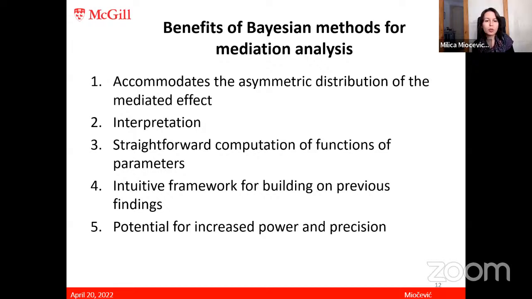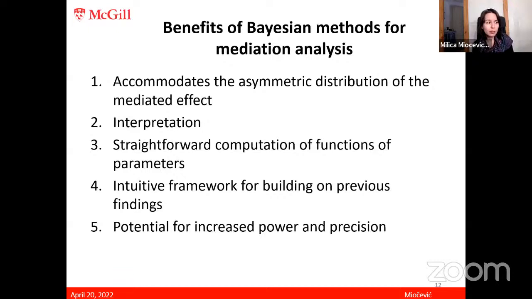Also, we have a straightforward way of computing functions of parameters. As you notice, the indirect effect is already a function of 2 parameters. It's a product of coefficients A and B. We have some effect size measures for mediation analysis that also rely on products or dividing by different parameters in the model. For those quantities, we don't know what an appropriate reference distribution is. So in the Bayesian framework, we can simply approximate that posterior using MCMC.